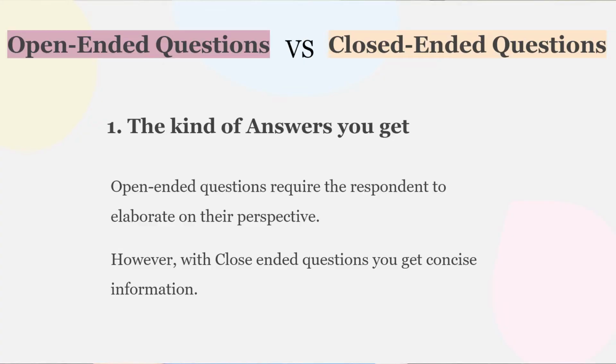Difference number 1 lies in the kind of answers that you get in return. Open-ended questions require the respondent to elaborate on their perspective. However, with closed-ended questions, you get concise information. An example of a closed-ended question is something like, "Are you hungry?" You can only answer in yes or no. However, an open-ended question can be something like, "How was your experience when you visited the US last year?" So it requires you to elaborate on your answer.